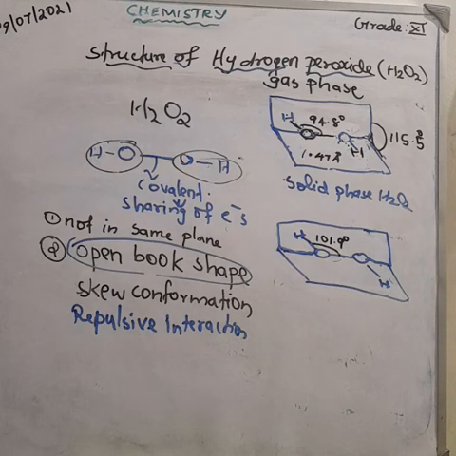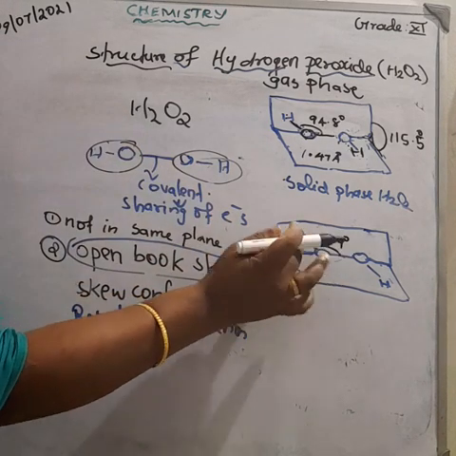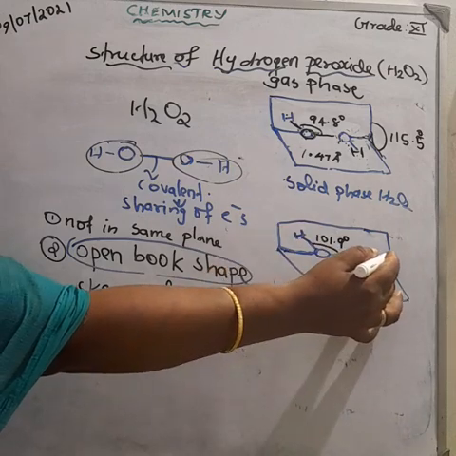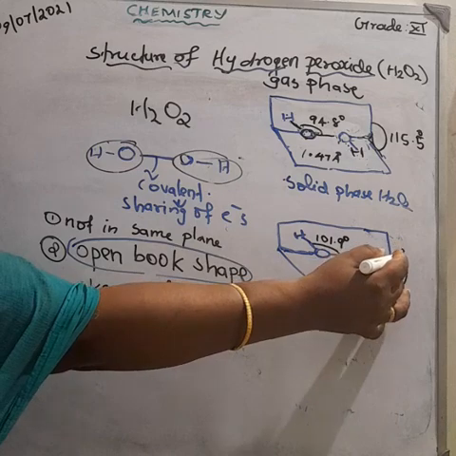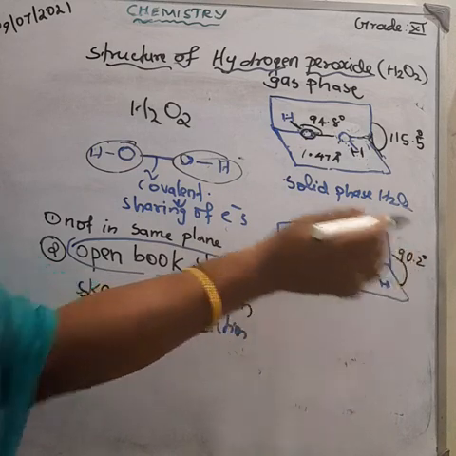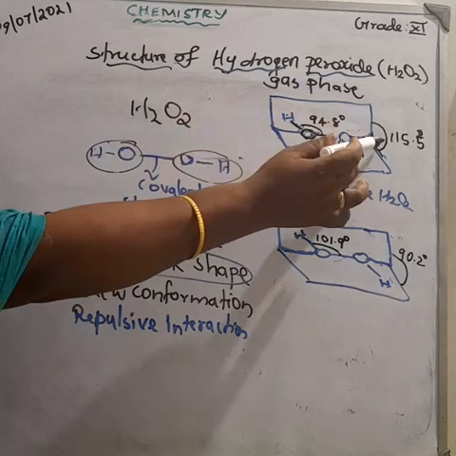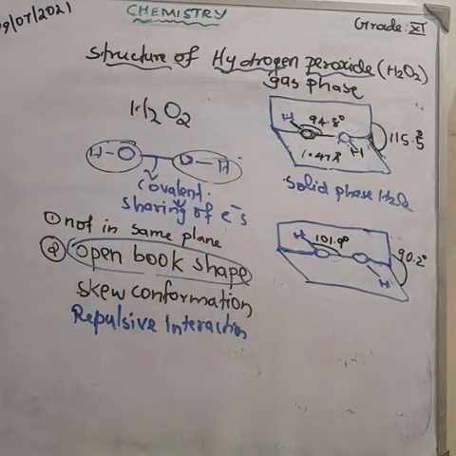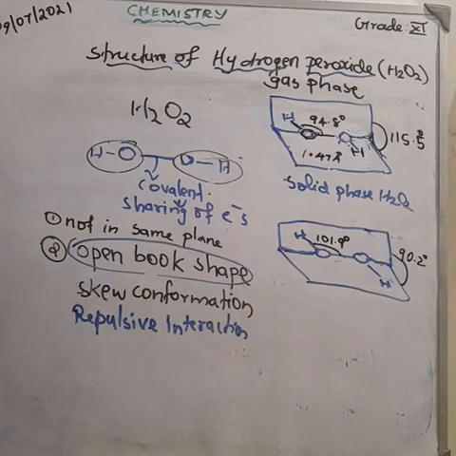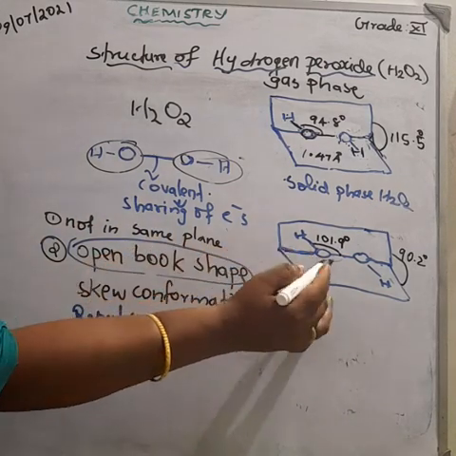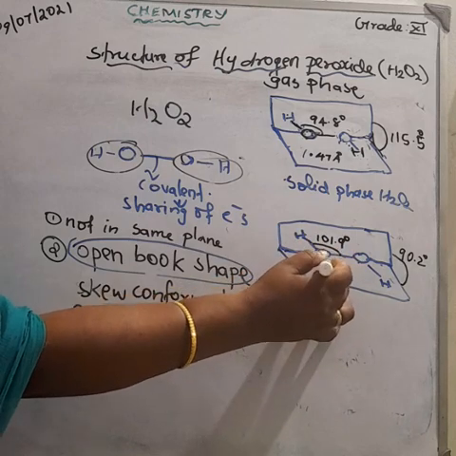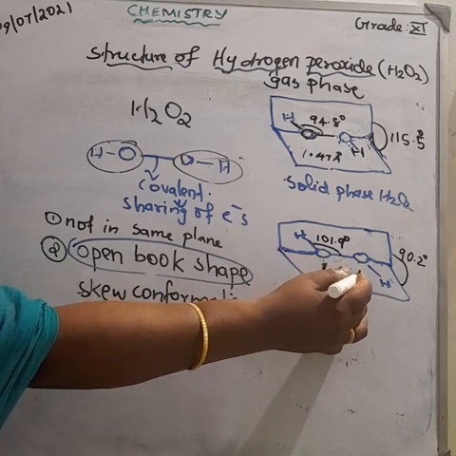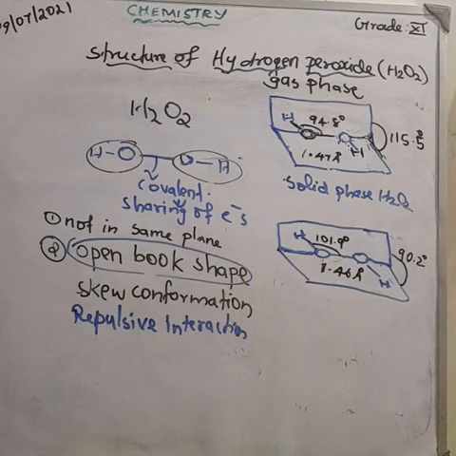And the dihedral angle is reduced to 90.2 degrees. In the liquid or gaseous phase, the dihedral angle is 115.5 degrees, but here it is reduced to 90.2 degrees. Understand? And the oxygen distance is also reduced here to 1.46 Angstrom, whereas it was 1.47 Angstrom before.